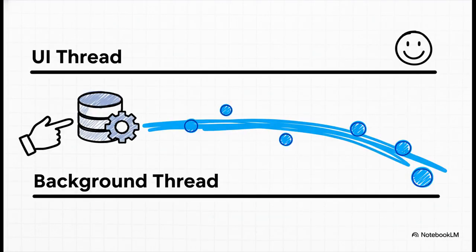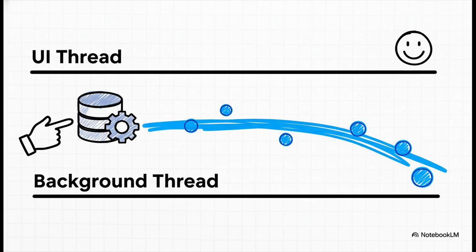But this is where the magic happens. Watch this. Instead of returning a simple list, all you do is change the return type to a Kotlin Flow. That's it. You change one word. With that single change, Room takes care of everything for you. The query automatically runs on a background thread so your UI never freezes.